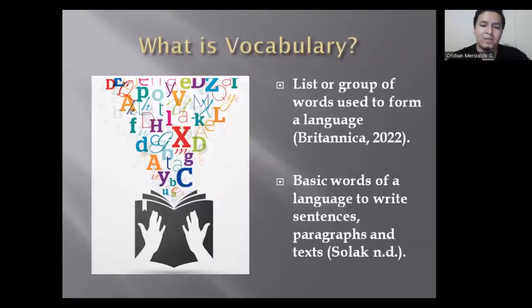Now, regarding vocabulary, Britannica 2022 says that vocabulary is a list or group of words used for a language. Indeed, vocabulary is fundamental to be able to speak. Without knowing words and the meaning of these words, it is impossible to write or to speak sentences and create complete speeches. So we need vocabulary to know how to express and to write correctly.